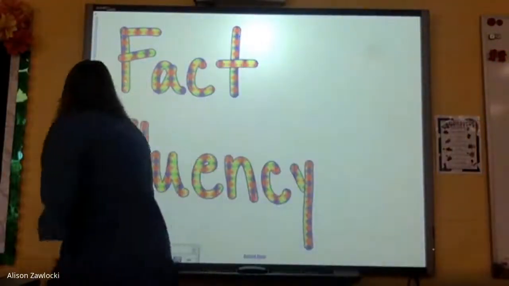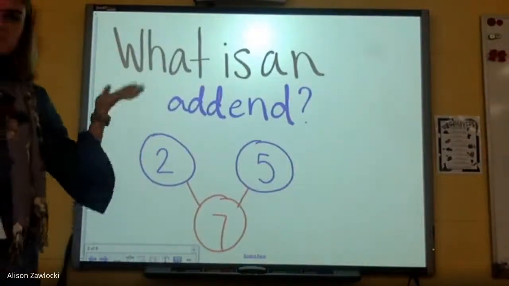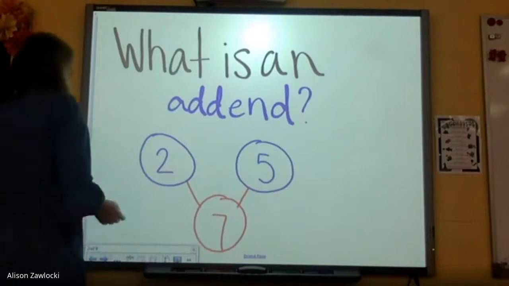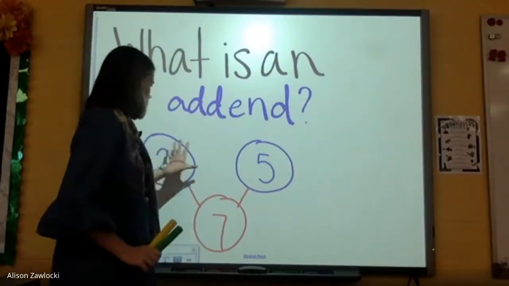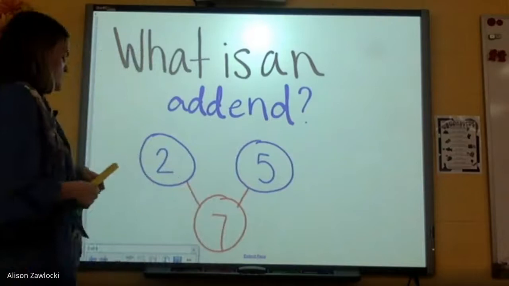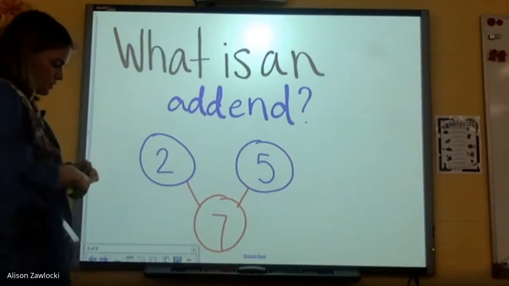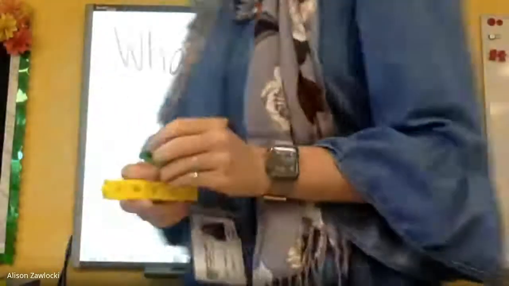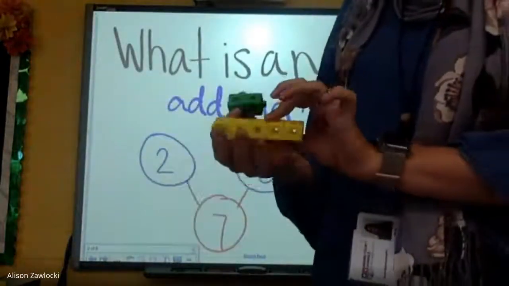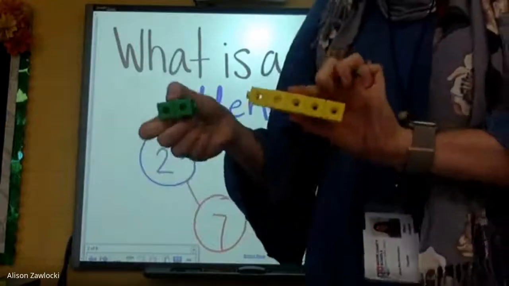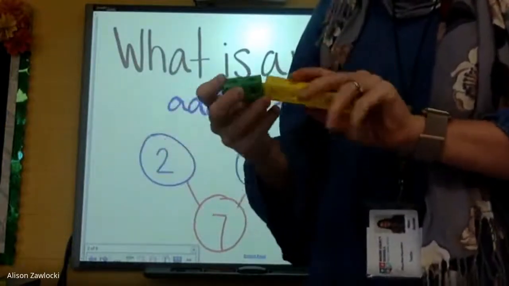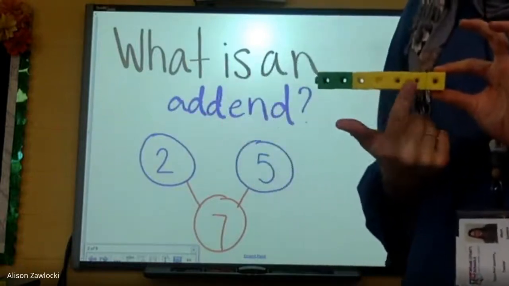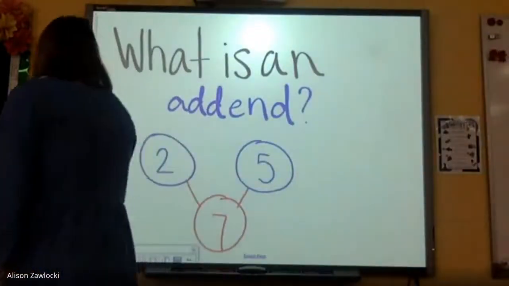All right, let's get started. So, what is an addend? Remember, we reviewed this at the beginning of the week. The addends are the two parts you add together to get a whole. So, let's say I have 2, and 5. If I have 2 plus 5 here, here's 2 and here's 5. These are both addends. These are both parts. And when you put them together, you get your total or your whole. You get 1, 2, 3, 4, 5, 6, 7. You get 7. Very good.